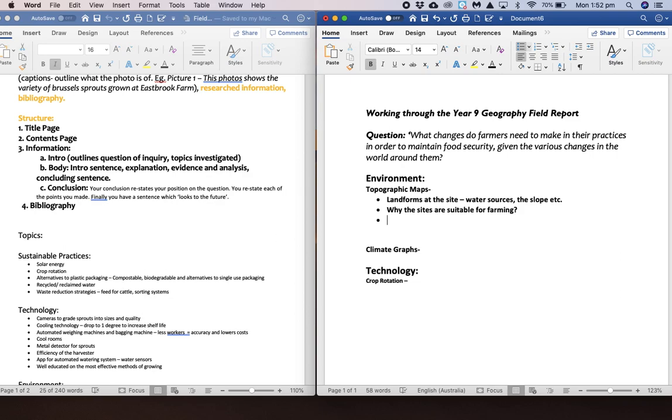You probably want to talk about also whereabouts this farm is located, particularly in relation to other places. So this could affect things like transportation. It could also affect things like the amount of rainfall, the temperature of the location. But don't talk too much about that because you're going to do that in the climate graph section below.